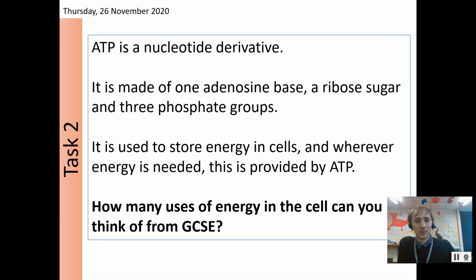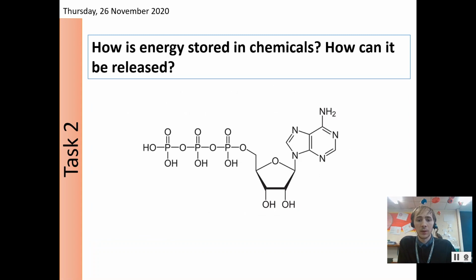Now, you're expected to be able to think of a few uses of energy in the cell. Now those are quite straightforward, and I'm sure in your head you've already got some in mind. Something along the lines of movement, active transport. That's the kind of things we should be thinking about. Now, the next question is, from your GCSE, how is energy stored in this chemical? So I'm saying ATP has got energy in it. Where is the energy in this chemical? And how do you release it?